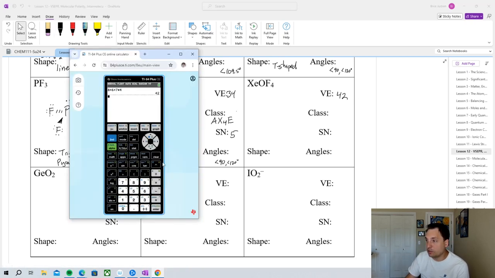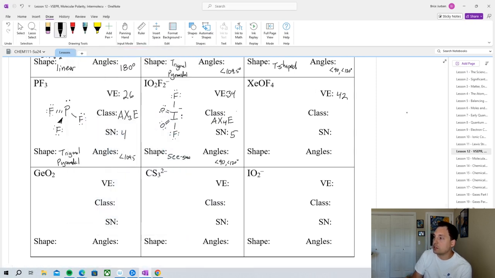So if the oxygens and the fluorines each get 8, that's going to leave us with 2 left over. So this is the AX5E. This is the one I was trying to do for the last one. This is square pyramidal. Bond angles here are less than 90 degrees.